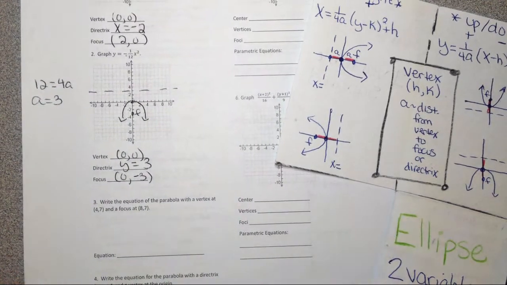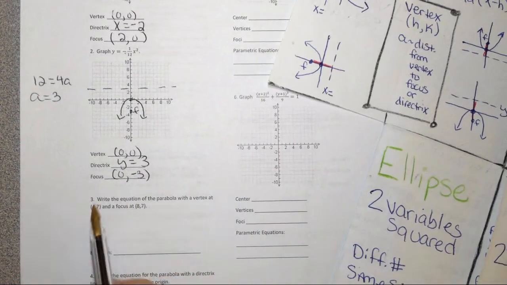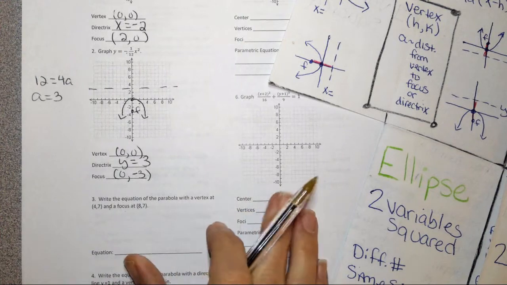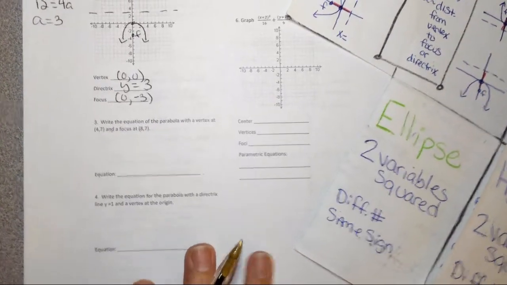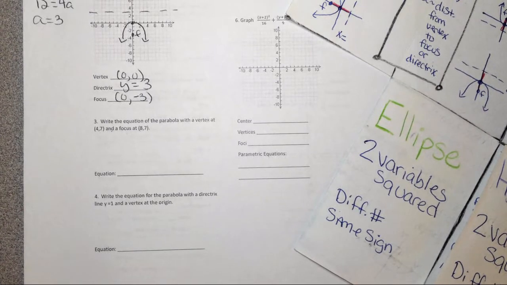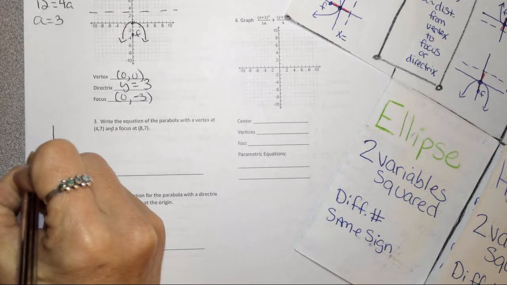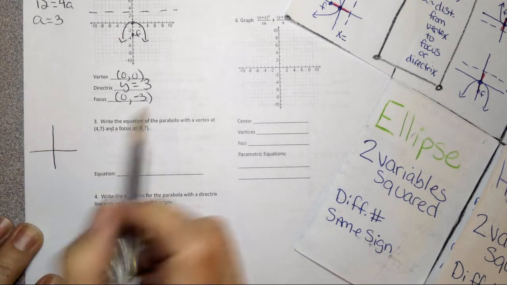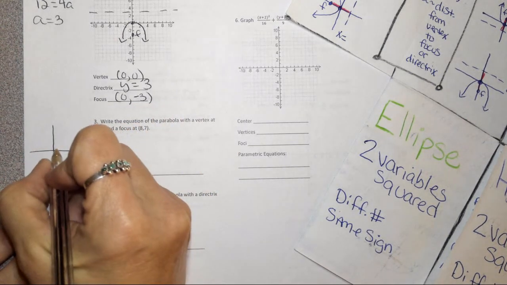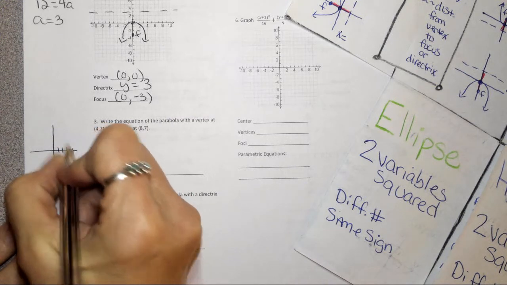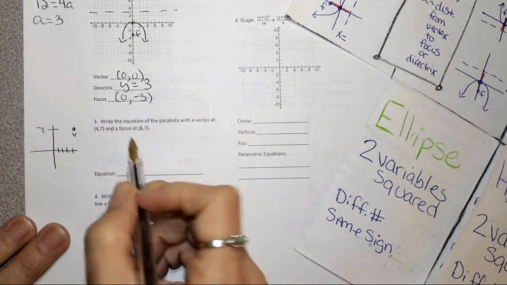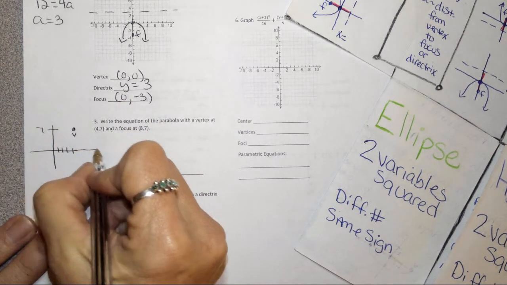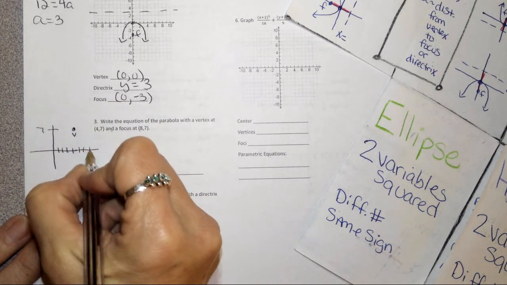Number 3 wants me to write an equation of a parabola with a vertex at 4, 7 and a focus at 8, 7. So in order to write the equation, I need to know which direction it opens, up, down, left, or right, and I need to know my a value. So I'm going to do a little sketch to see if that helps me. So I've got a vertex at 4, 7, so 1, 2, 3, 4. We're going to say this is 7 up here. So there's my vertex. And then I have a focus at 8, 7. So that's 4, 5, 6, 7, 8.